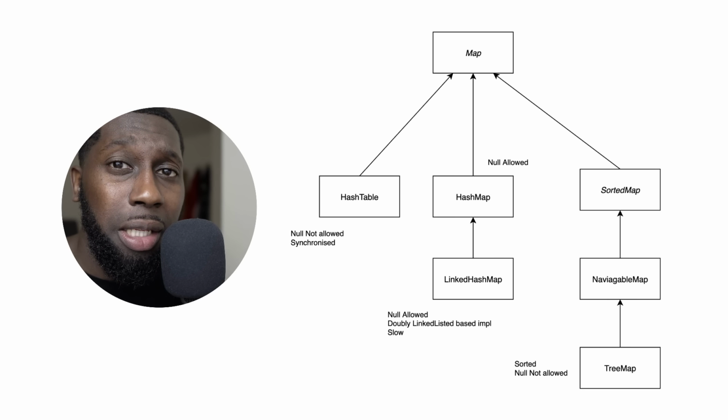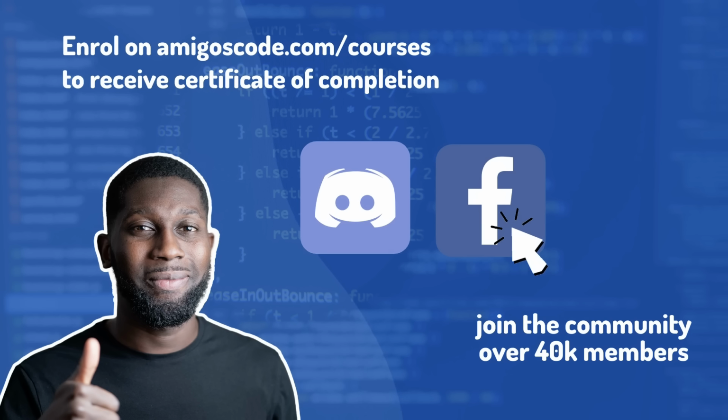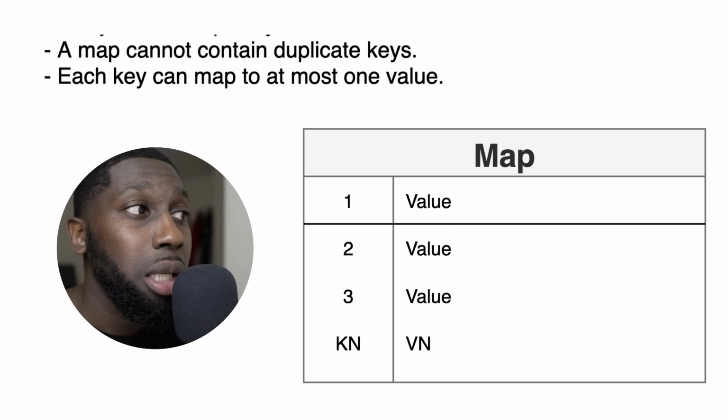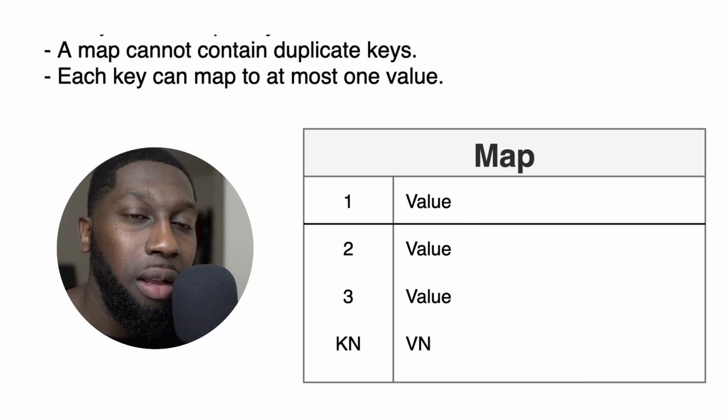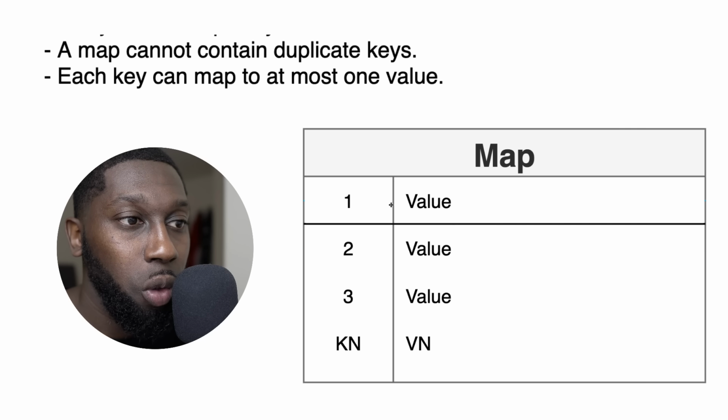So obviously, let's go ahead and learn about it. So as I said, a map is a collection of key value pairs. The keys cannot be duplicate, and each key can map to at most one value. So here you see that the key right here is 1, for example. So this is the number 1, and then you have a value assigned to it. Now these keys, they cannot be duplicate, and you can assign at most one value to each key.